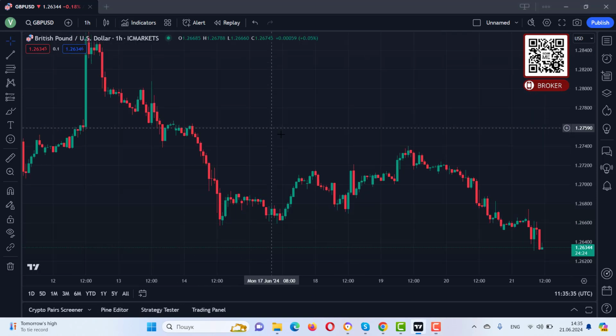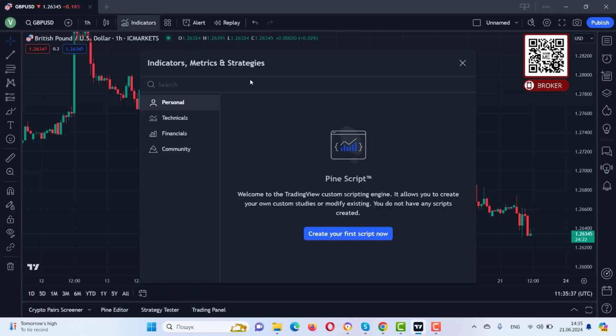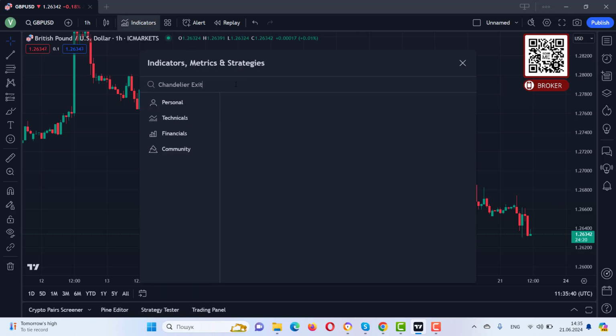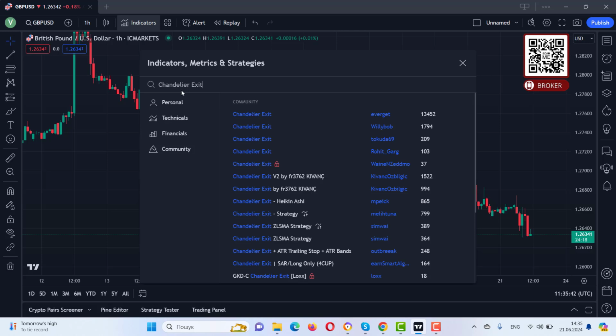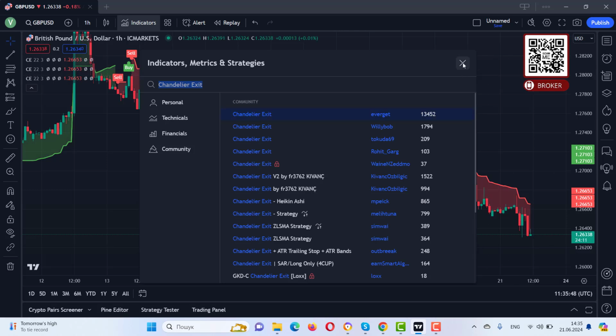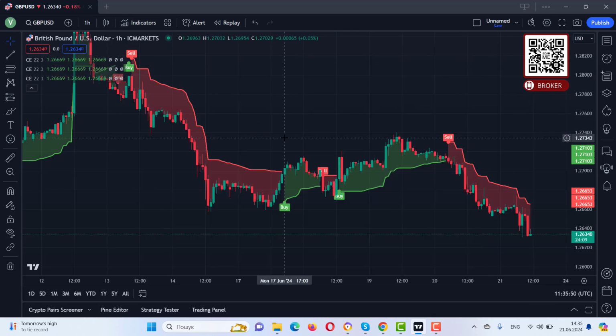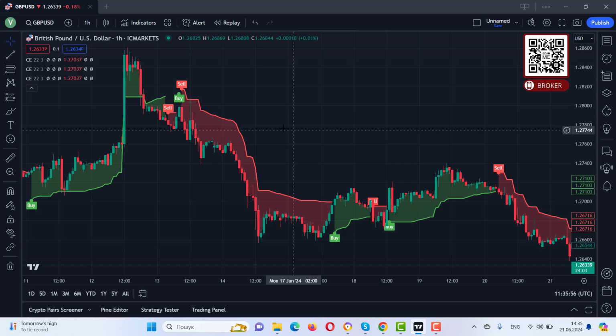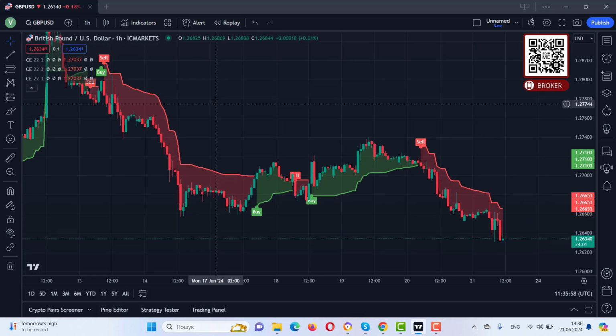At first, we need to add an indicator. You do not need to do anything with this indicator. We leave everything as is. We observe closely.